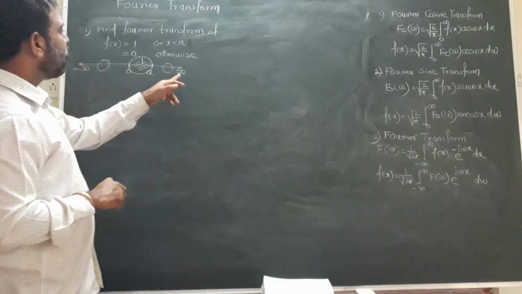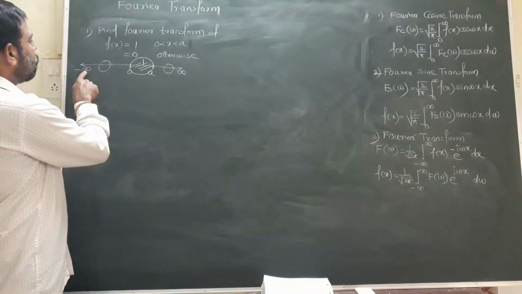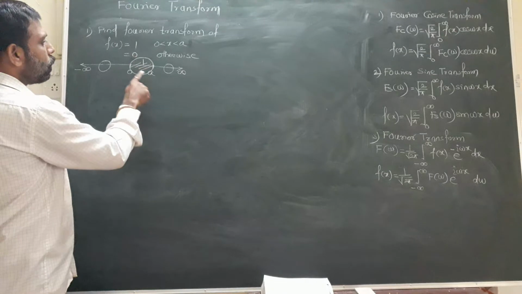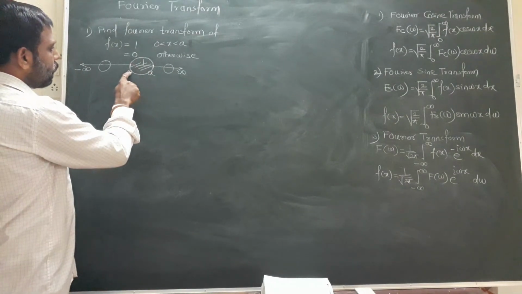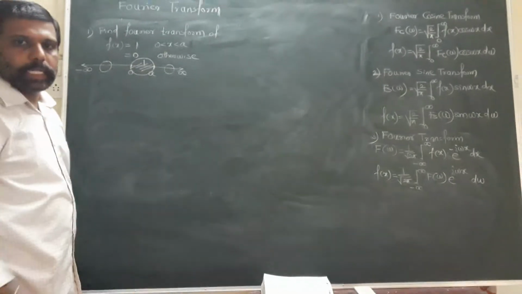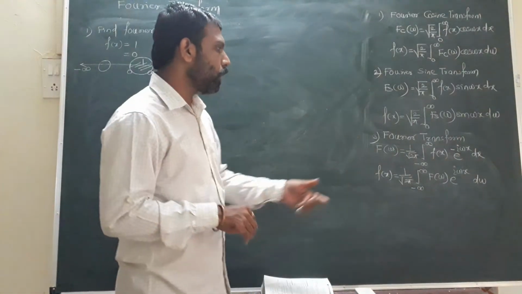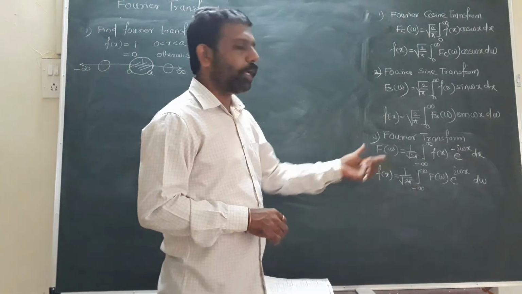From minus infinity to infinity, there are three breaks. First, minus infinity to 0, the function is 0. From a to infinity, the function is 0. Only in the interval 0 to a, the function is 1. They have defined it. Now, I have written the Fourier transform formula here, so we will use this formula to find the Fourier transform.